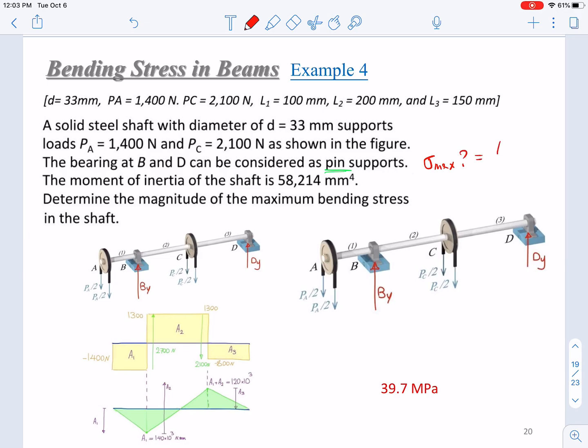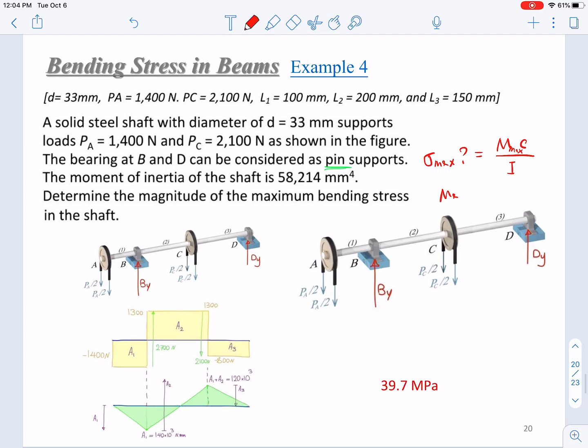We use MC over I. Right, C is already the maximum distance from the centroid, and so here we need to find out the maximum bending moment. Okay, how to find it? We need the M diagram. Okay, we need to draw the M diagram to find it out.